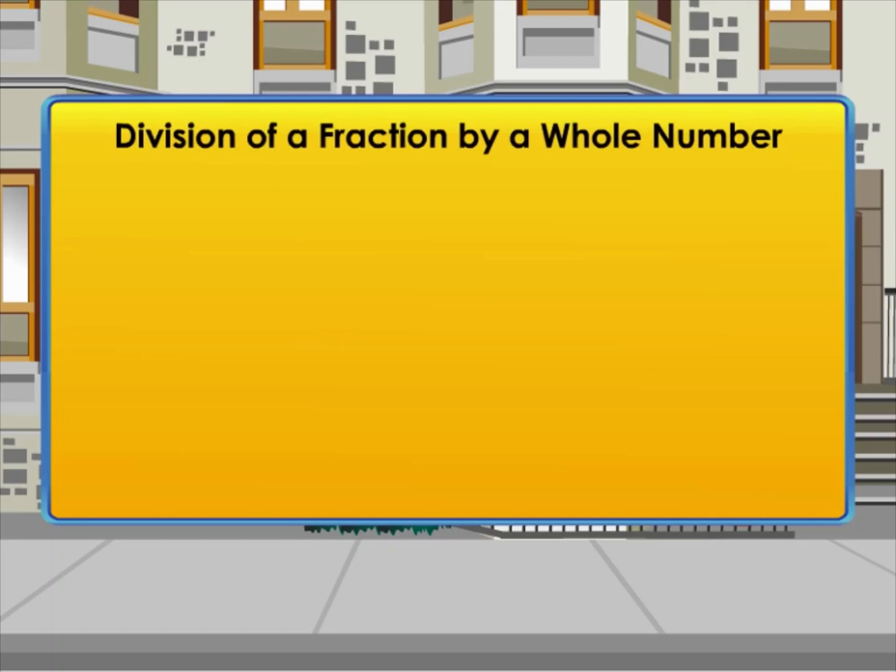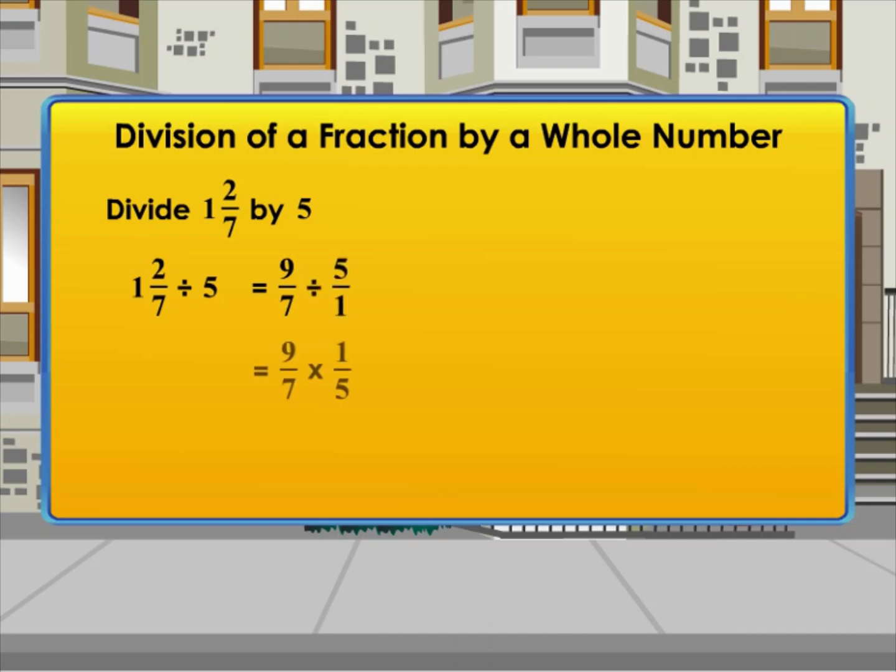Division of a fraction by a whole number. Divide 1, 2 over 7 by 5. First, we must convert the mixed fraction as improper fraction. That is, find the product of 1 and 7 is equal to 7 and add 2. We will get 9. So this becomes 9 by 7 divided by 5 by 1. Multiply both numerators 9 and 1, which is equal to 9, and multiply both denominators 7 and 5, which is equal to 35. Therefore, the answer is 9 divided by 35.